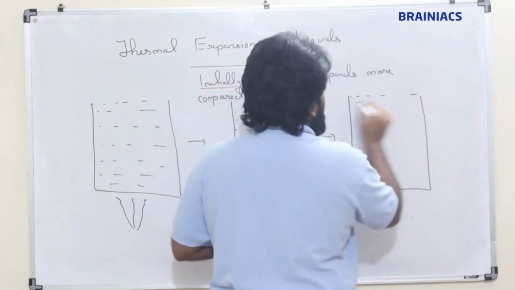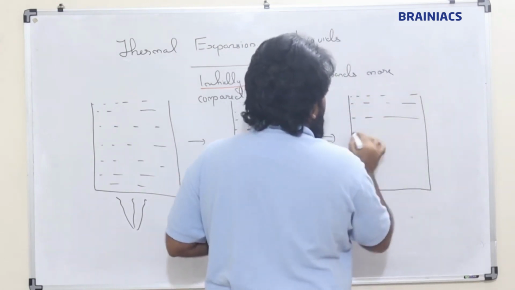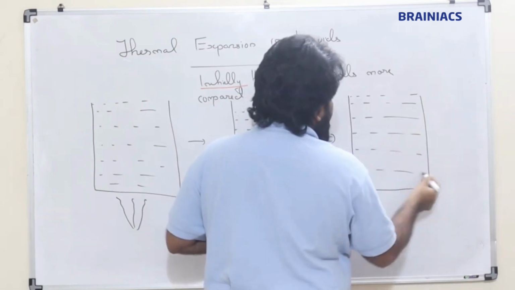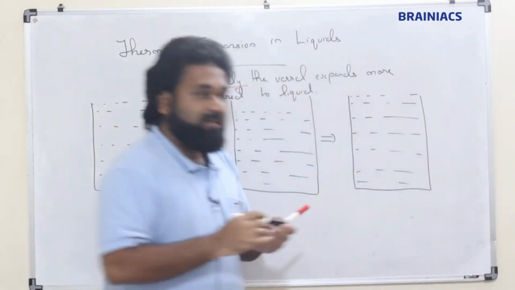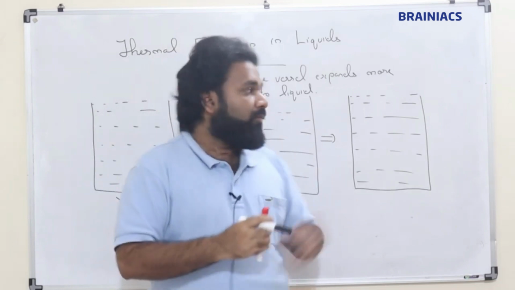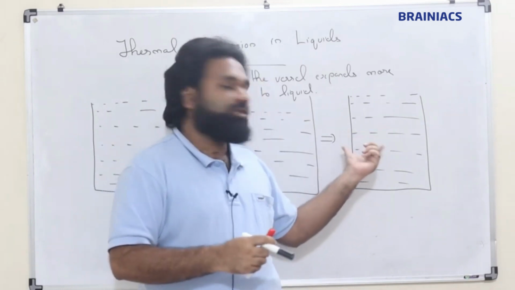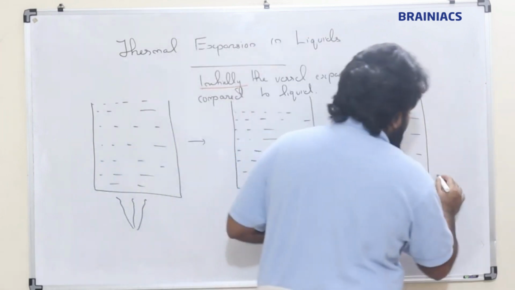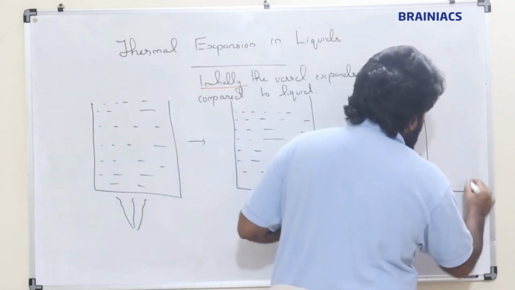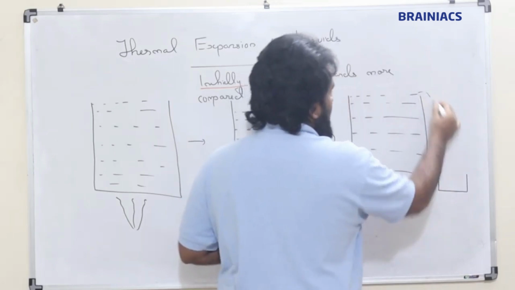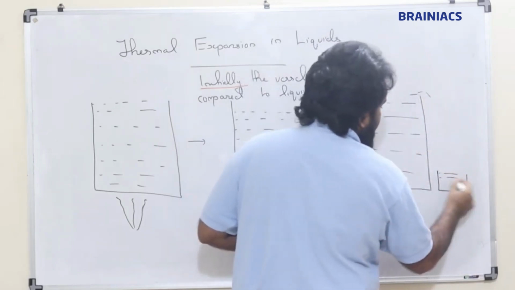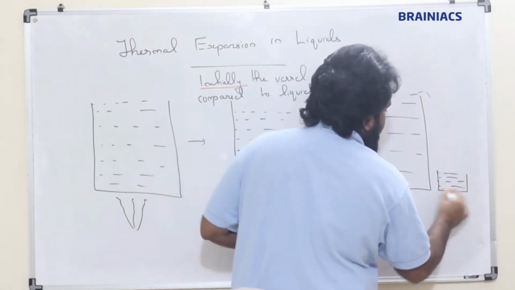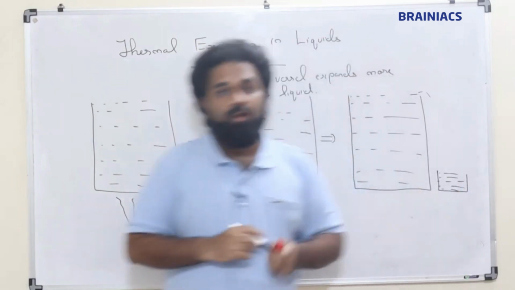This vessel also will expand. And this liquid also will expand. And the expansion of the liquid will cross the expansion of this vessel. And if we keep a small vessel here and collect this overflowing water, we will have some extra water in the small vessel.